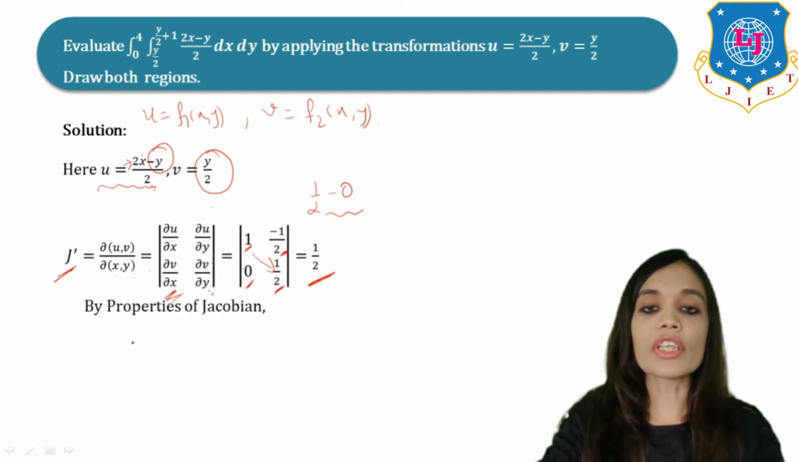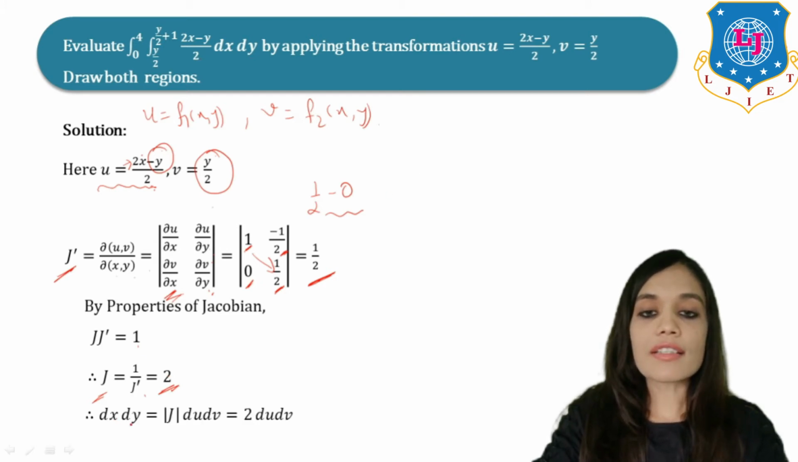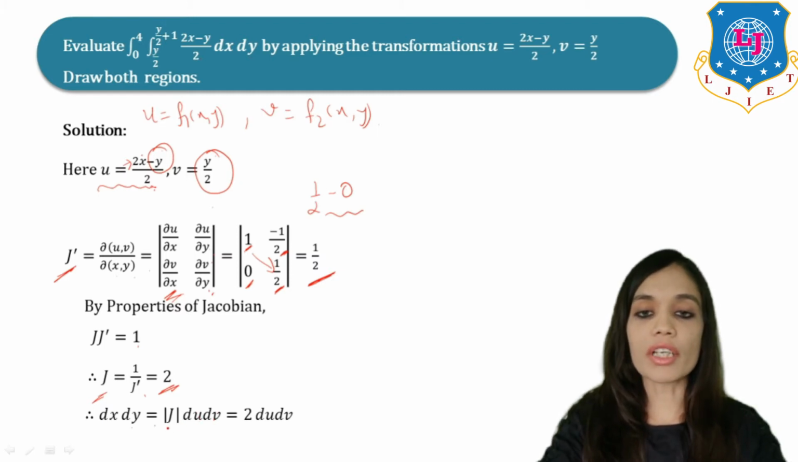Okay. Now we know that J into J dash is equal to 1, right? So from this, what is our J? 1 upon J dash. So take the reciprocal of this, and you will get your answer of J as 2. Okay. So now dx dy will be equal to mod J du dv. But our mod J is 2, so it will give us the answer 2 du dv.